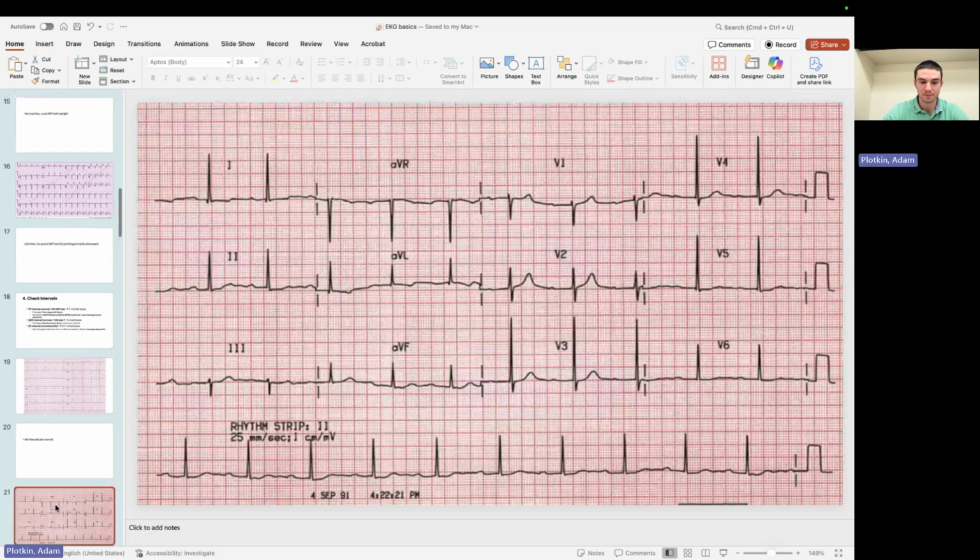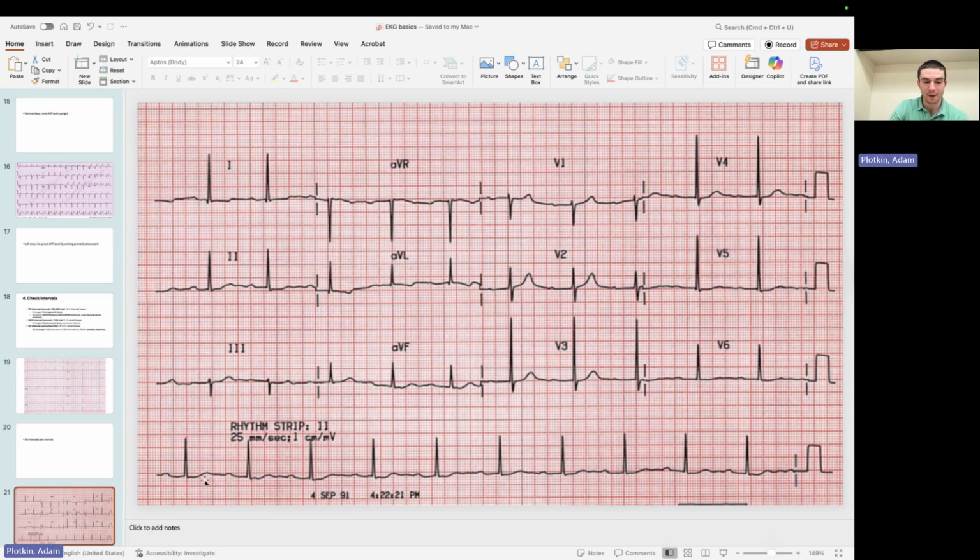Let's do the same thing here. So take a look at their intervals. I won't give you the full rate rhythm axis. You guys are all pros at that now. So look at the intervals and tell me what you see. All right, so hopefully you paused your screen and thought about it.